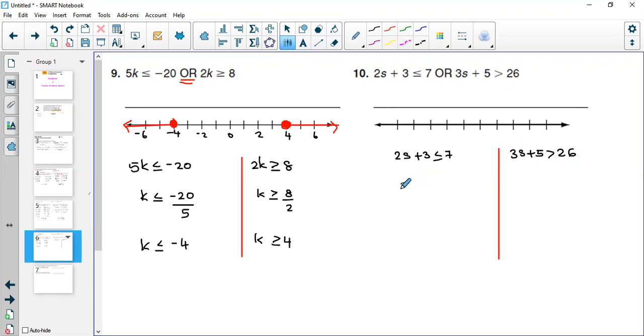So this is going to be 2s is less than or equal to 7 minus 3, which means 2s is less than or equal to 4. S is going to be less than or equal to 4 divided by 2. S is less than or equal to 2.